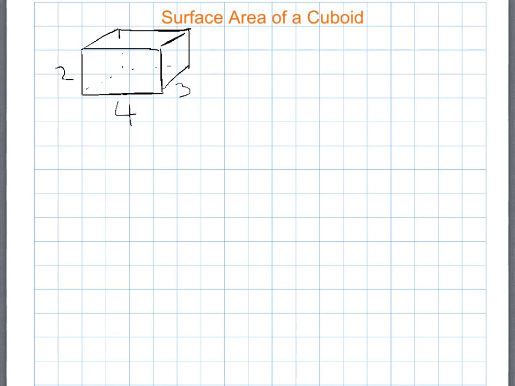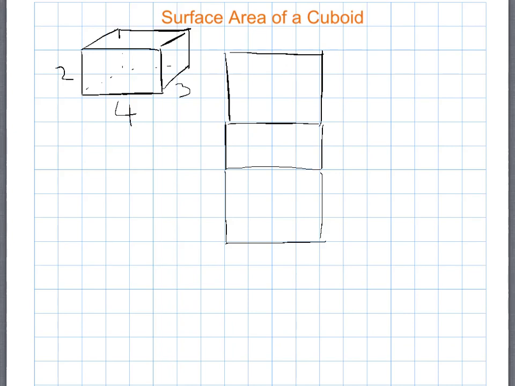You'll then need to draw this into a net. I'm going to start by drawing the base. We look at the base here, which has got a width of 4 and a depth of 3, so I'm going to draw that here like this. Okay, and then I'm going to draw in the rest of the other faces, and I'm going to colour code it afterwards so you can see how the net corresponds to the drawing of the original cuboid.